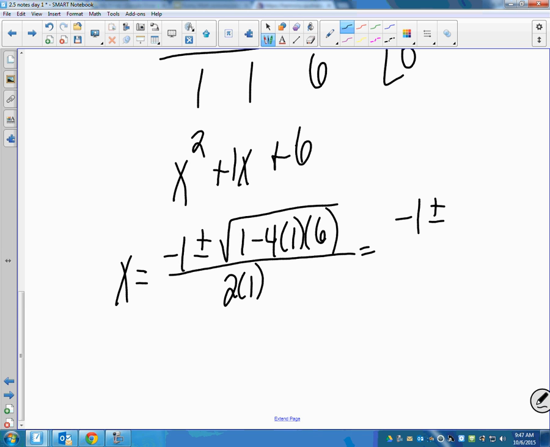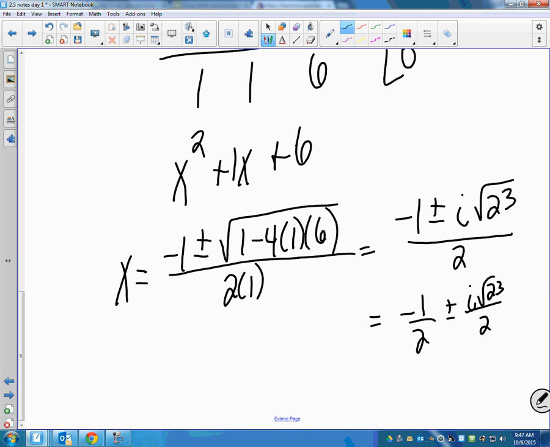So if I take 1 minus 24, that's just negative 23. So I'm going to go ahead and pull the imaginary out and leave that as the square root of 23, all divided by 2. Which again is the same answer if you prefer to write it as -1/2 plus or minus i radical 23 over 2. I don't know which way you prefer it, but it's the same thing. Questions on where I got that? It's a lot of work.